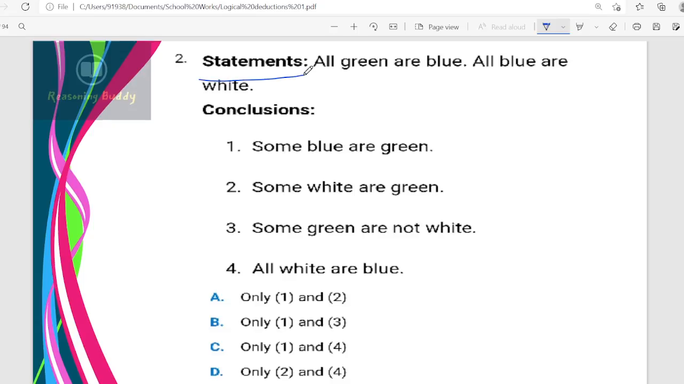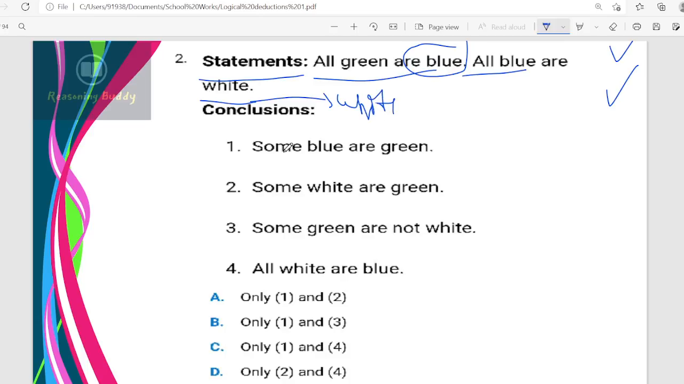Next statement: all green are blue, all blue are white. What's the common term? Blue. So blue is distributed. And next, what is the non-distributed term here? White is the non-distributed term.